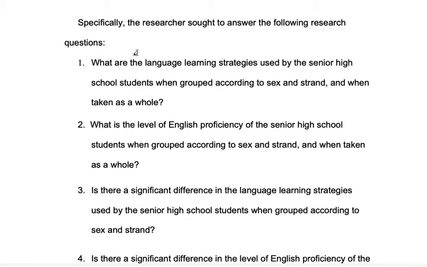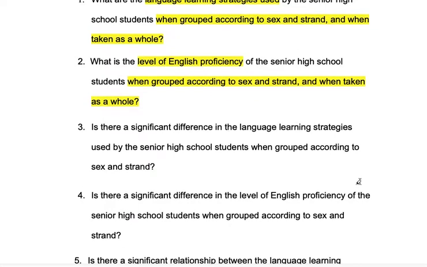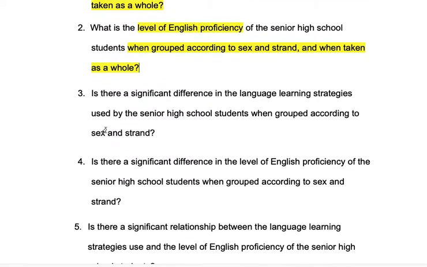These are the research questions of the study featured this afternoon. What are the language learning strategies used when the students are grouped according to sex and strand and when taken as a whole? So these are the variables. Next, the level of English proficiency when they are grouped according to the same variables. And we have the significant difference, when the senior high school students are grouped according to sex and strand. We only look for the significant difference based on our variables, not as a whole.